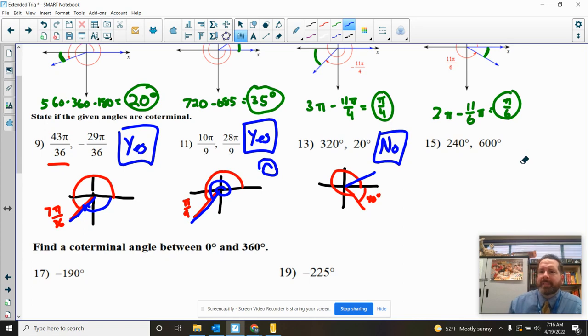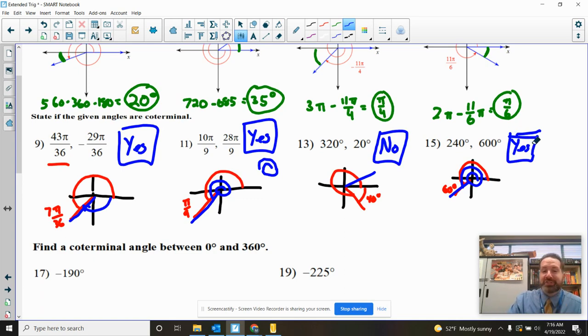And then lastly, 240 and 600. So 240, that's going to be 180 degrees plus another 60. So it's a 60 degree reference down here in quadrant 3. Now 600, that's going to be a full 360. And then what is 600 minus 360? Oh, 240. Okay, so the 600 is all the way around and then back to where we started, the same thing. So yes, these are coterminal because they end up in the same spot.